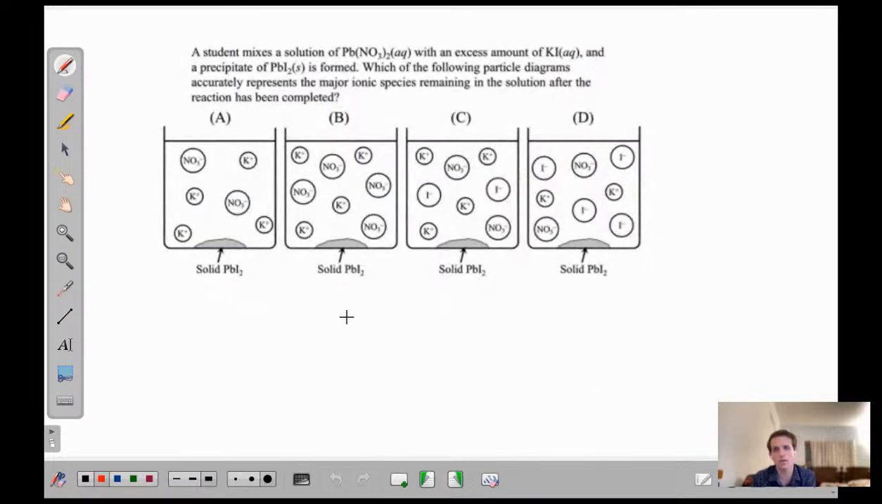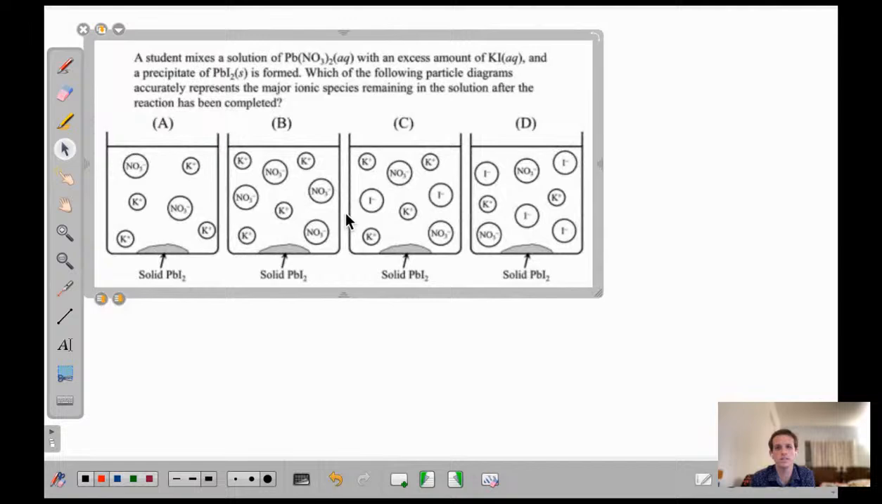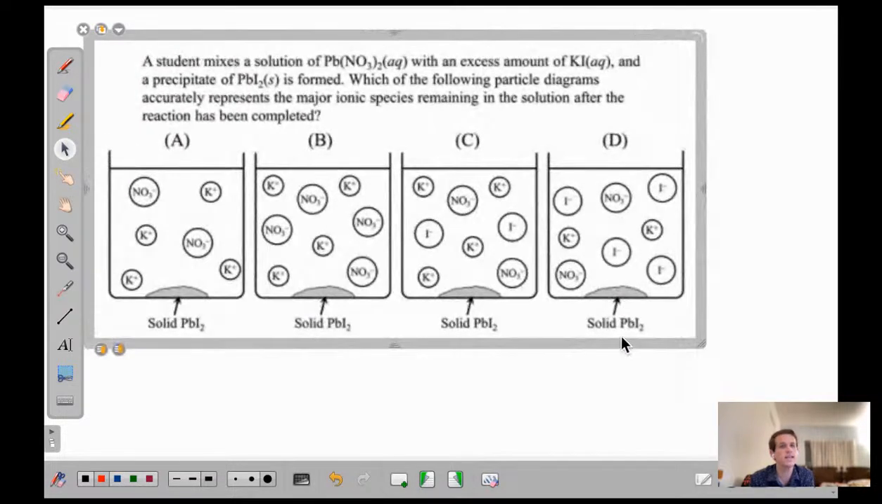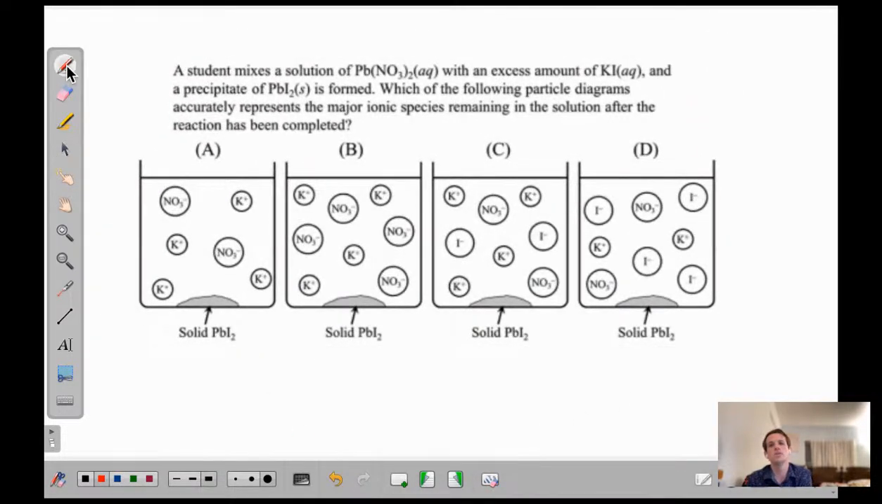Okay, so I threw this one in here because I like this question and it's time for a little bit of practice. And this is an idea of what these look like. A student mixes a solution of lead nitrate with an excess amount of potassium iodide, and a precipitate of lead iodide is formed. Which of the following particle diagrams accurately represents the major ionic species remaining in the solution after the reaction has been completed?